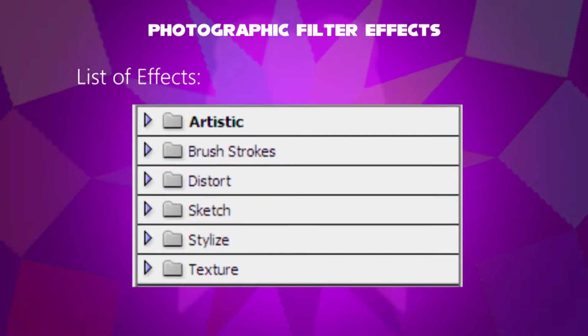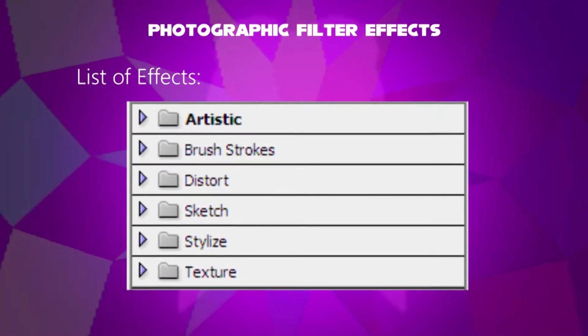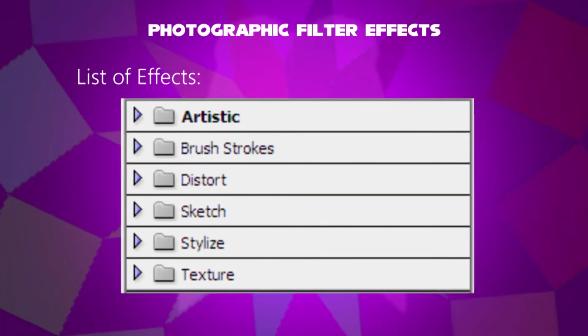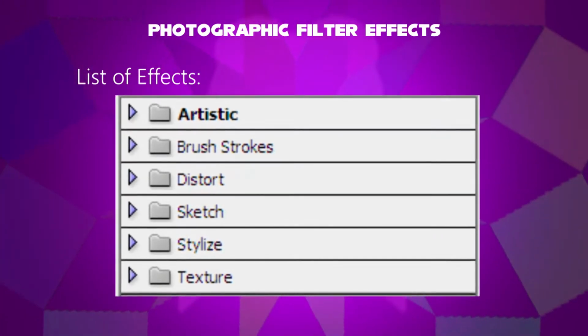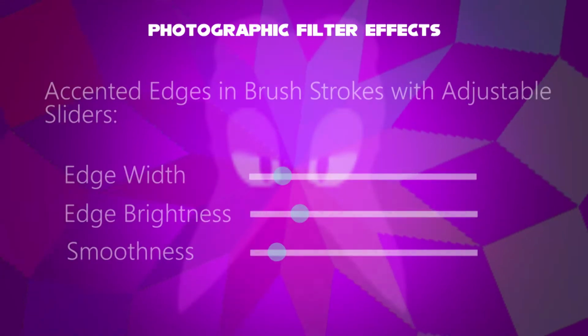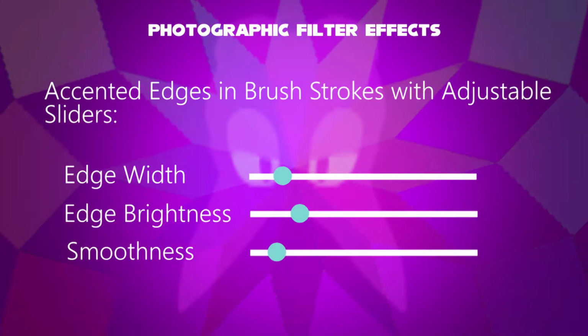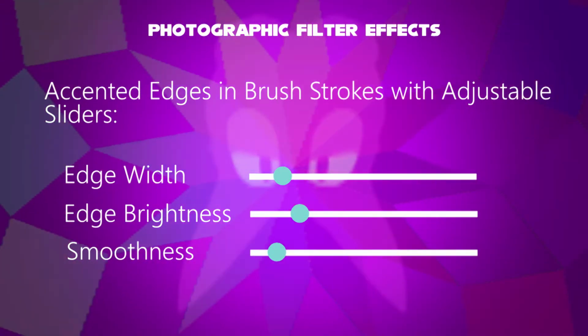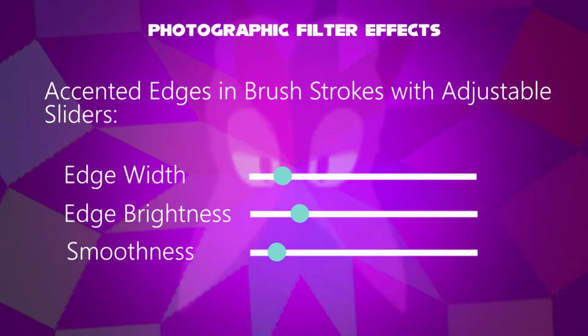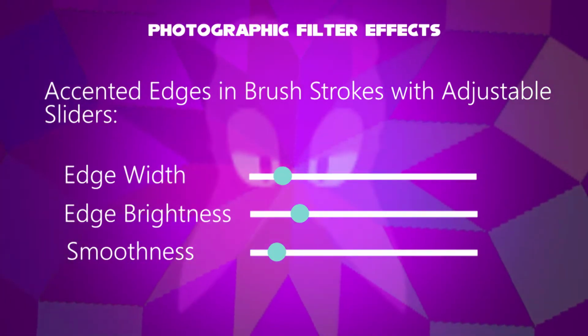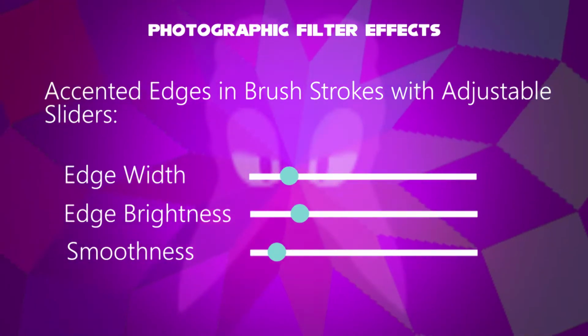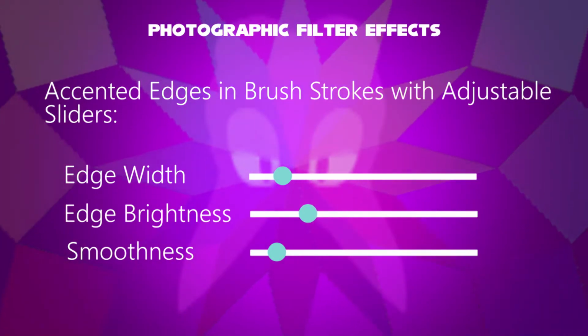In a filter gallery, you can find various effects that are available in artistic, brush strokes, distort, sketch, stylize, and texture. Let's consider any one effect, like accented edges in brush strokes. The features contain edge width, edge brightness, and smoothness. You can adjust the slider and see what happens.